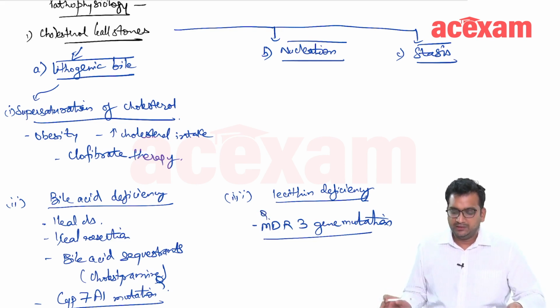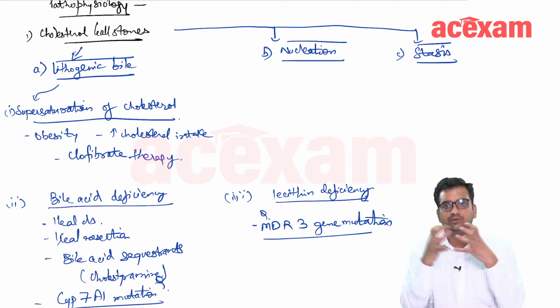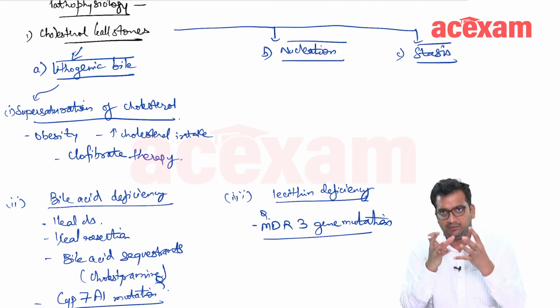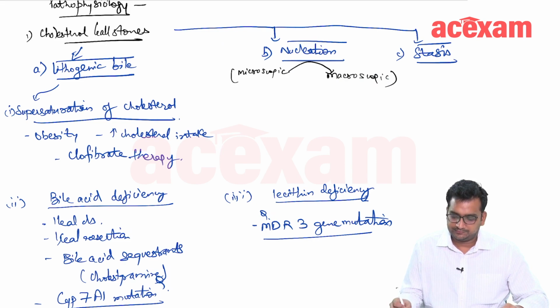Now, the next point is nucleation. In nucleation, what happens is the microscopic small crystals join together and aggregate to become a big crystal or macroscopic crystal. Microscopic becomes macroscopic crystals with the help of nucleation, and this nucleation occurs because of infection or because of mucin glycoprotein.